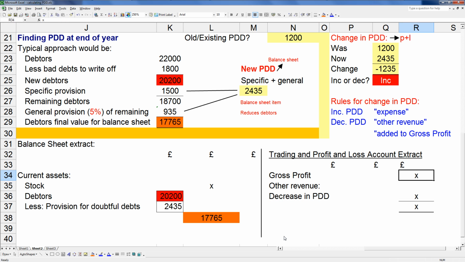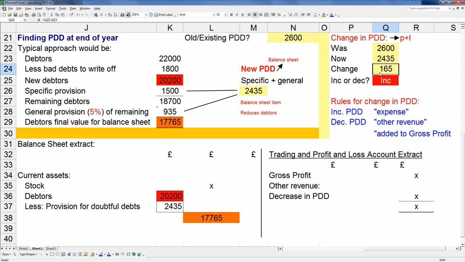So clearly a decrease would come about if the old or existing provision was actually higher than the new provision. So let's say it's 2,600. So 2,600 is the existing. The new is 2,435, and you see this adjusted with the formula in here. So the change is 165. Now just look at that for a moment. It's now showing a positive value. So it's a positive value in this case because of the formula.